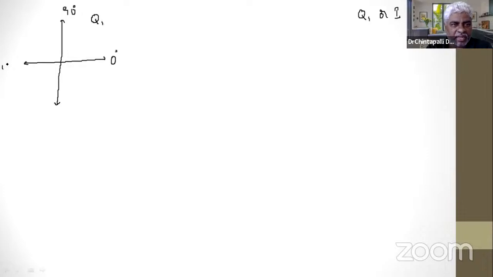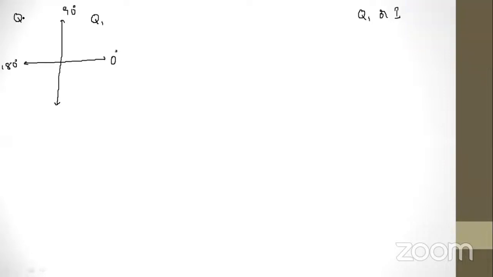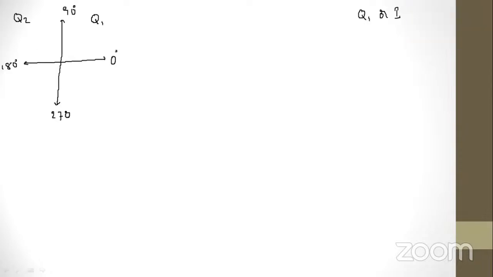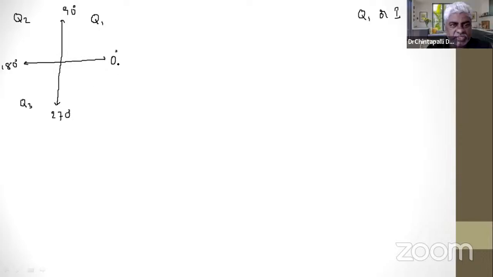90 degrees to 180 degrees, it is quadrant 2. 180 degrees to 270 degrees, it is quadrant 3. 270 degrees to 360 degrees, it is quadrant 4.